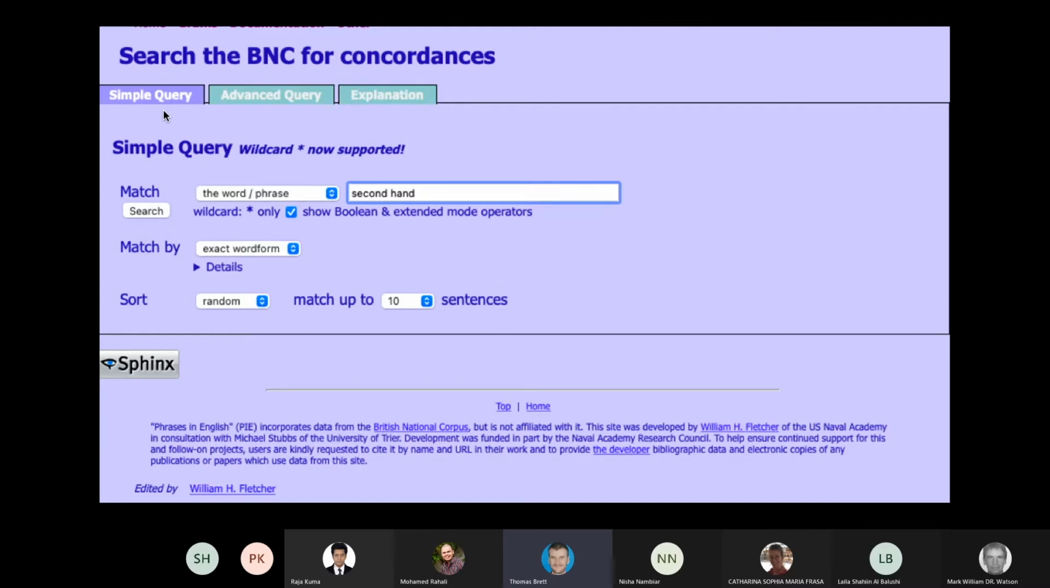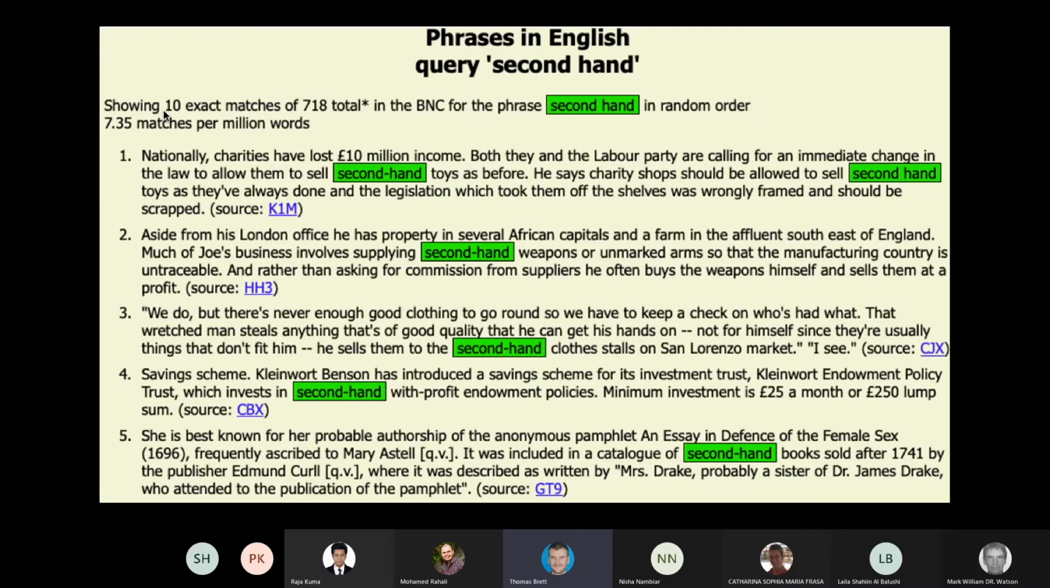I don't know if you're familiar with concordances, but this is a simple one, and it's called Phrases in English, and it takes information from the British National Corpus. I get students to type in the word, maybe the new piece of vocabulary. Here, our example is "second hand," and then they press enter, and they're given a list of 10 examples of the word in context.